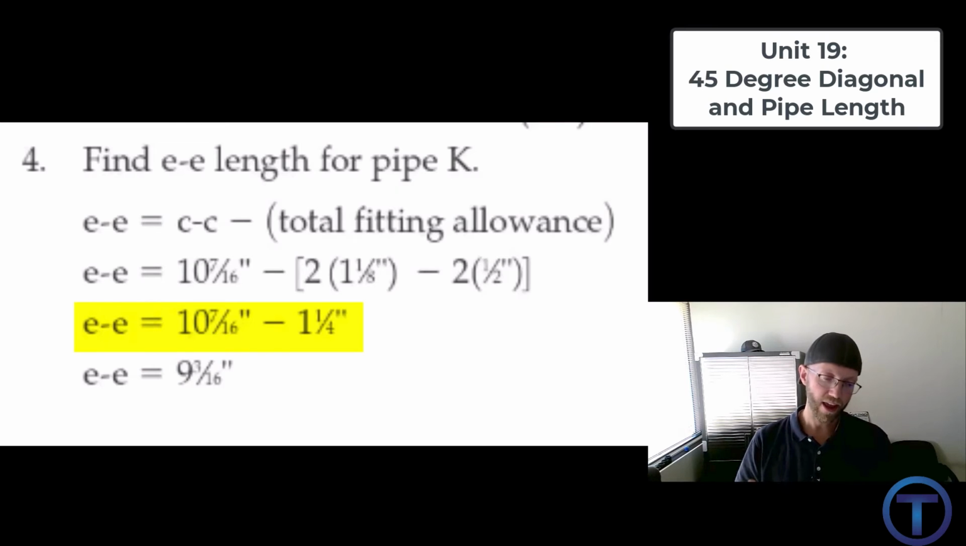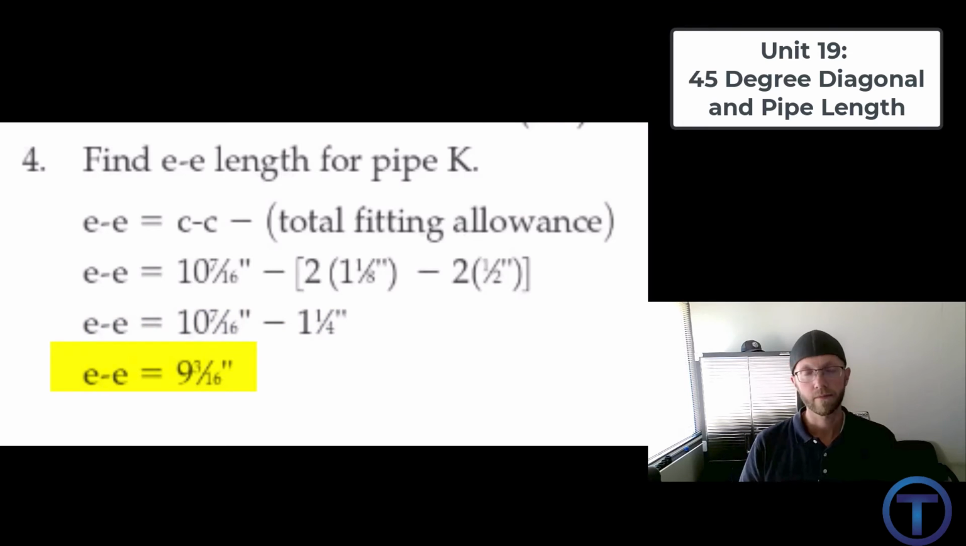So we have end to end equals 10 7/16 minus 1 1/4. So as we subtract that out, we get end to end equals 9 3/16. All right, comments on this fractional subtraction. They're doing 7/16 minus 1/4.